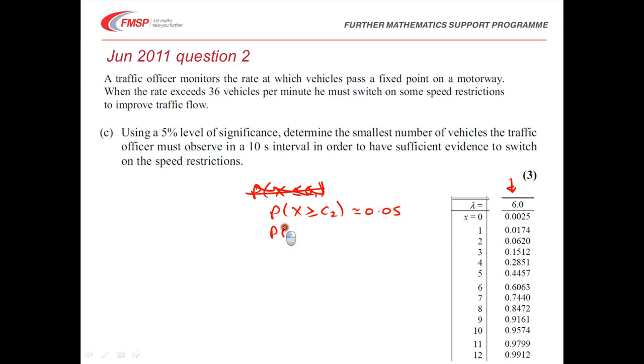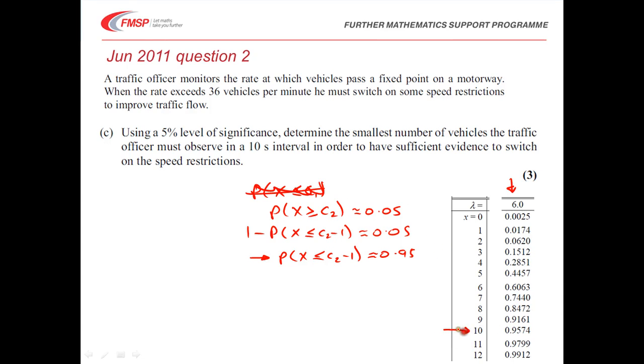Just to remind you, this is pointing the wrong way, so we need to swap it round, which leads me to state that I'm looking for c minus 1 to be around about 0.95. Now, I ideally want it to be greater than 0.95. It's worth remembering this, by the way, just so you don't need to go through this derivation every single time.